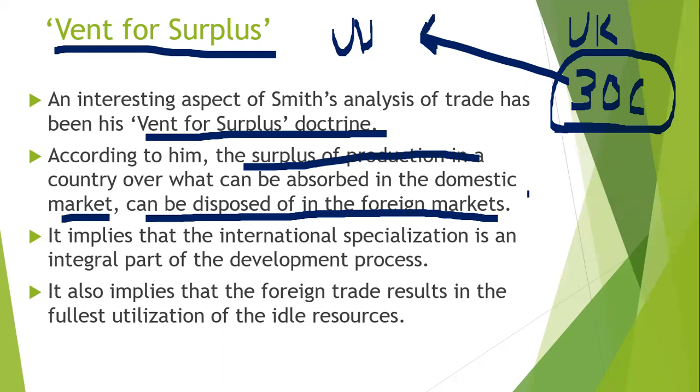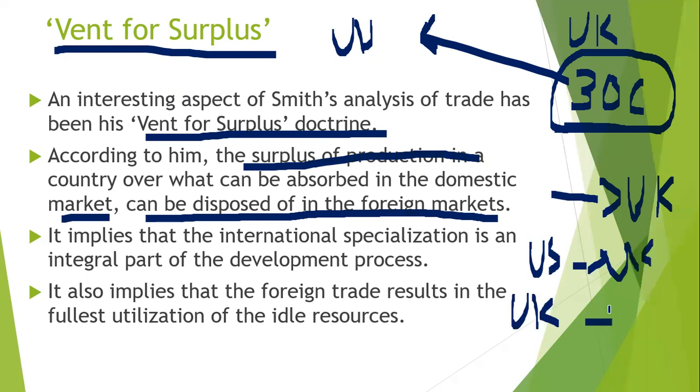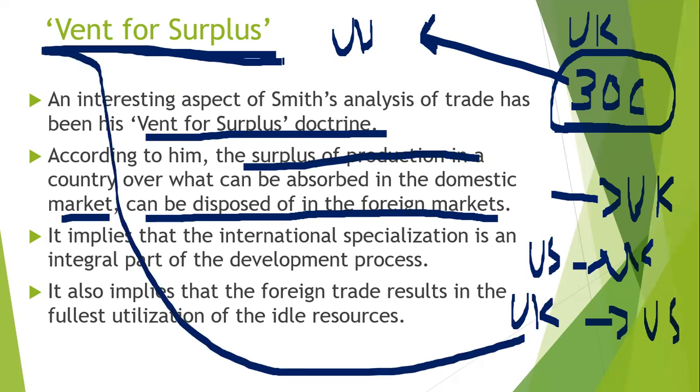Similarly, what the United States produces in excess of what the people of the United States consume can be exported to the United Kingdom. That means trade is giving a way to sell the surplus in the other country. So the US can sell its surplus in the UK. Similarly, the UK can sell its surplus in the US. That means trade provides a vent for surplus, a way out for surplus, an opportunity to sell the surplus in the other country. So this, simply speaking, is the vent for surplus.